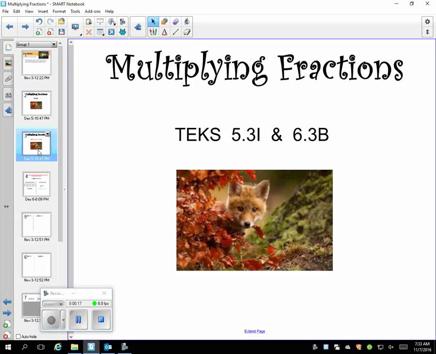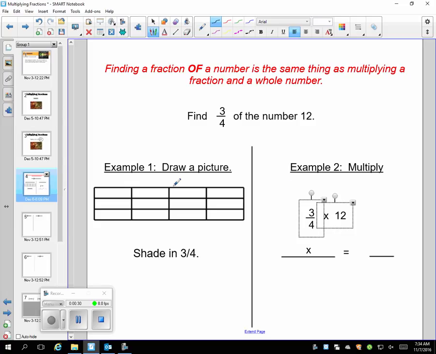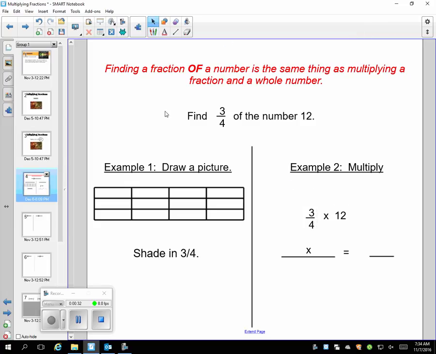Today's TEK is 5.3i and 6.3b. And we're going to talk a little bit at the end of this what that 6.3b means. So you don't necessarily have to write anything down in this frame. I just want you to kind of take in what it is that we're looking at.